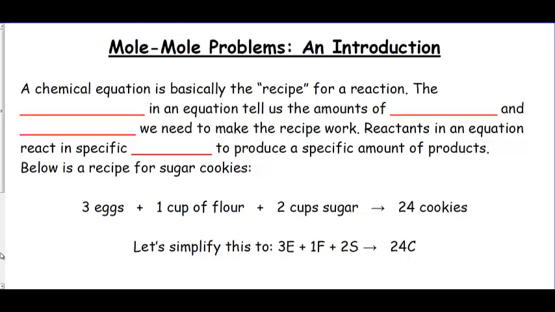Mole problems, an introduction. This is on page 18 of your notes. A chemical equation is basically the recipe for a reaction, just like we follow a recipe for baking. The coefficients in an equation tell us the amounts of reactants and products that we need to make the recipe work. So reactants in an equation react in specific ratios to produce a specific amount of products.